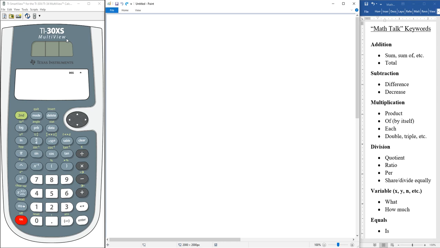So let's work on some problems here. Let's start with addition. If we look over here at our Math Talk keywords, we see addition: sum of, etc., and total.